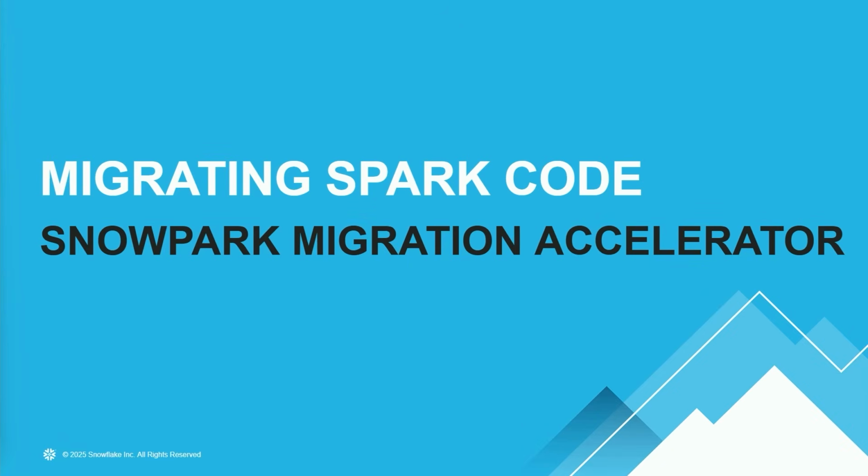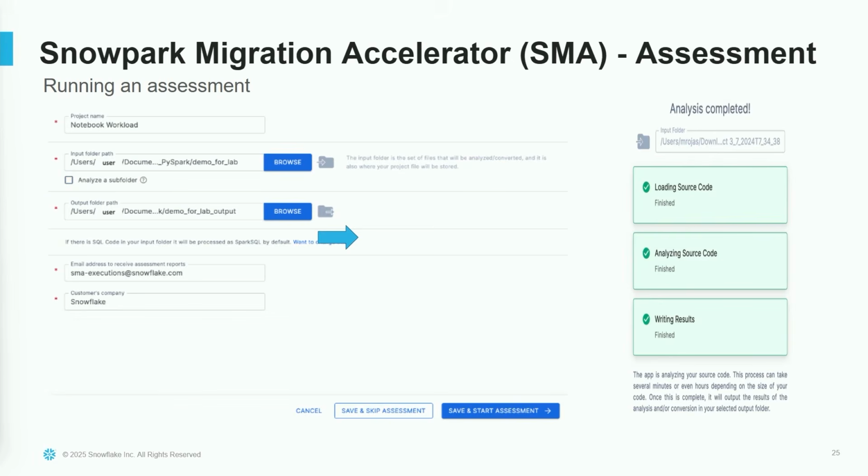Now let's talk about migrating the Spark code using the Snowpark Migration Accelerator. It's one of the accelerators that Snowflake has created, and it's free to download. It runs on your local computer. It doesn't need to be connected. It works on the file folders that you have, the Git repo, and it provides you an output letting you know what the compatibility is between Spark, PySpark, and Snowpark.